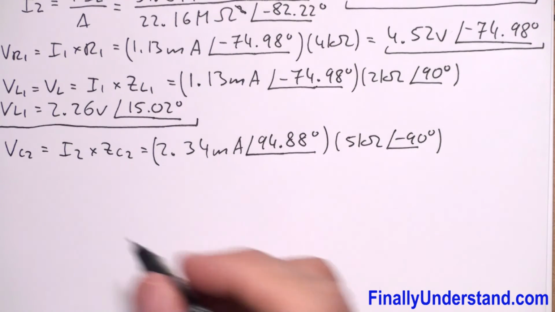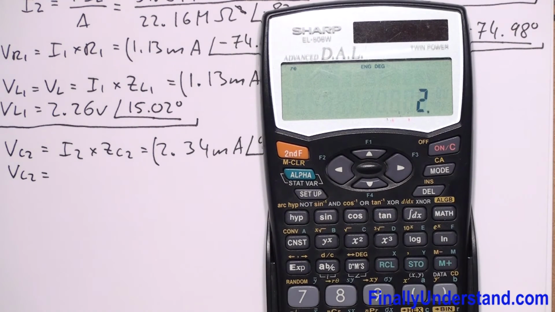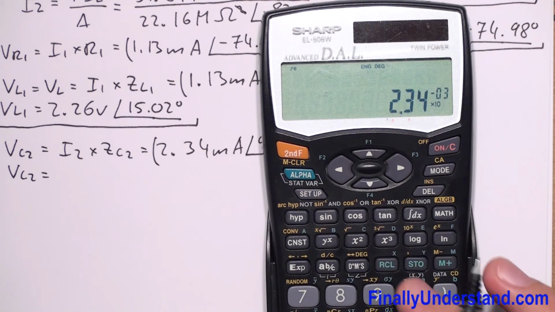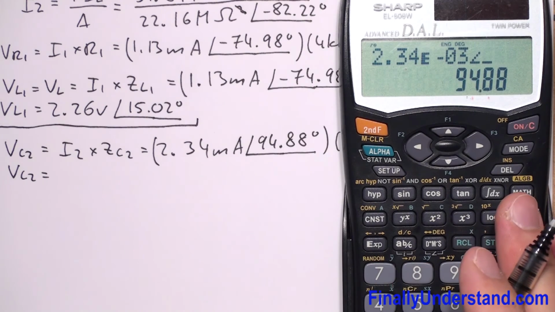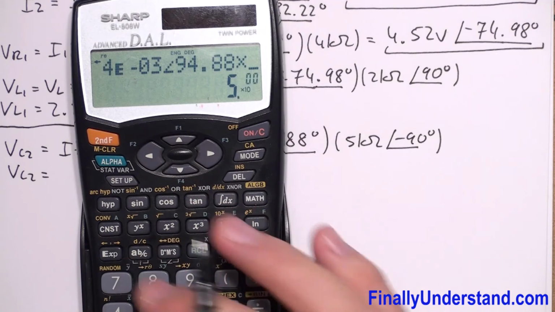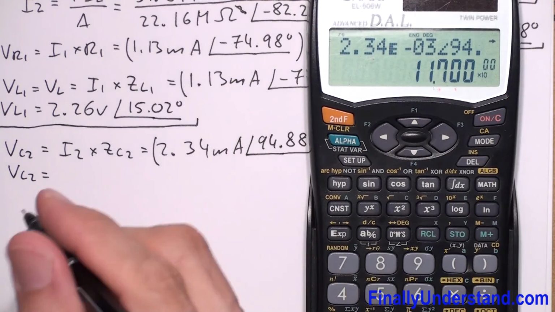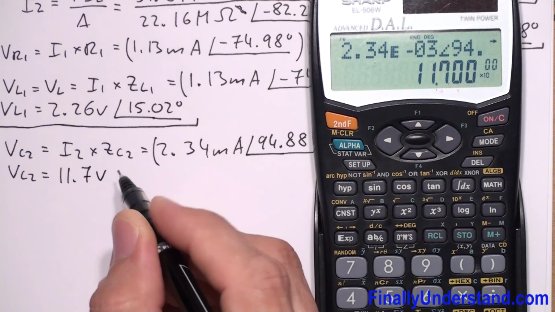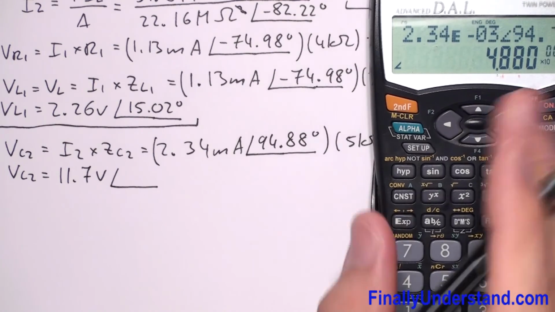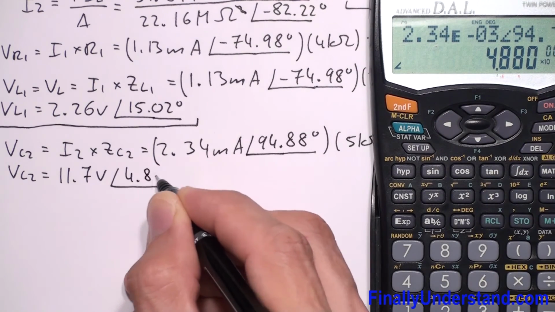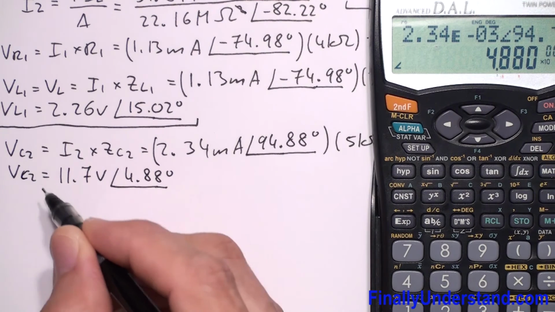Okay, so VC2 is equal 2.34 exponent 3 negative, angle of 94.88, times 5 exponent 3 and angle of 90 negative, is equal 11.7 volts and angle of 4.88 degrees. Okay, so this is the value of VC2.